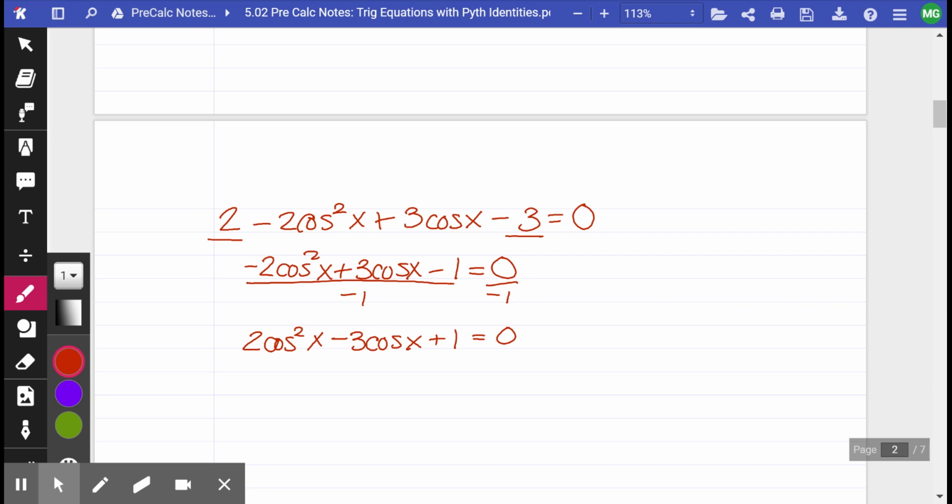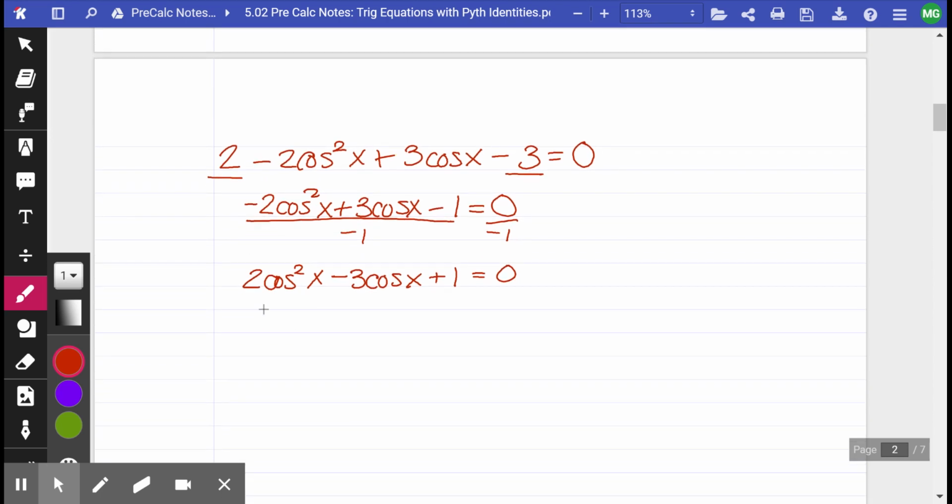All right, so now we've got everything on one side. We've got everything in terms of cosine. So now we have a cosine squared and a cosine, which means we need to get it equal to 0 and factor. So you have two options. If you're more comfortable putting an a in for cosine of x, you can do that off to the side. If you want to try to do it with cosine in there, we can do that too.